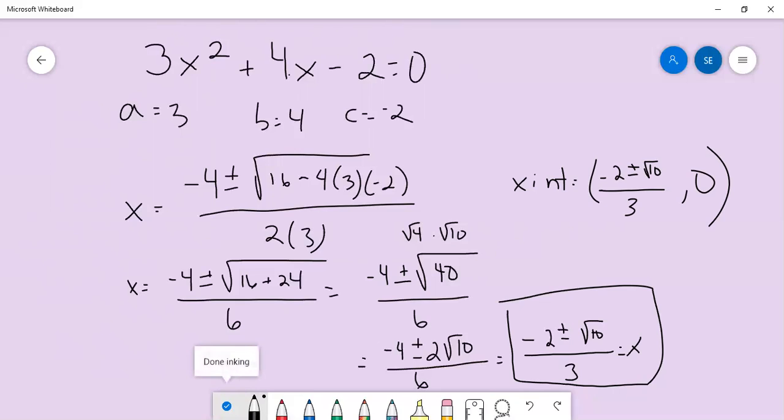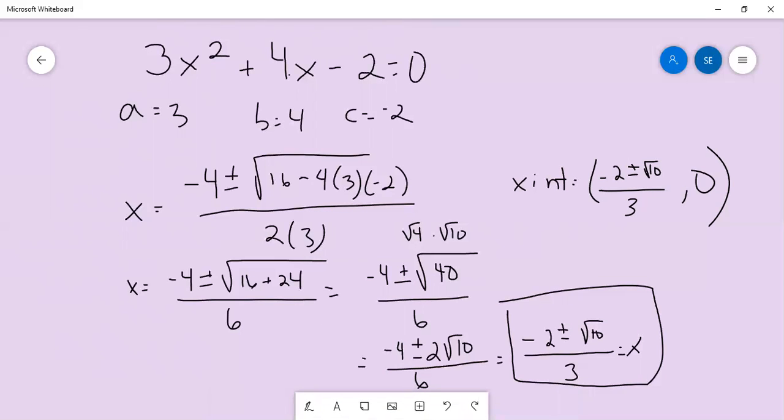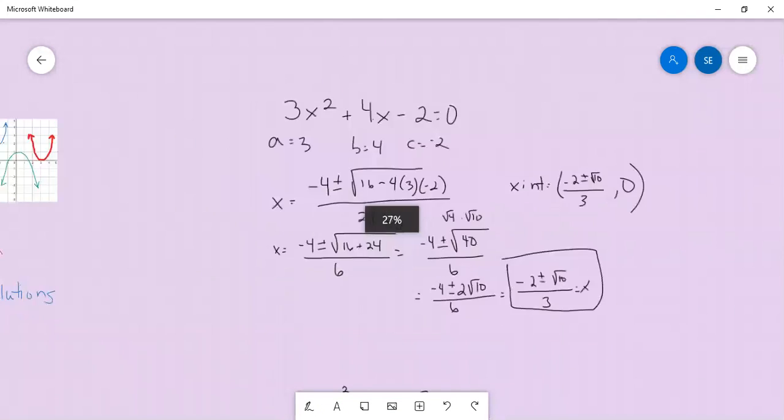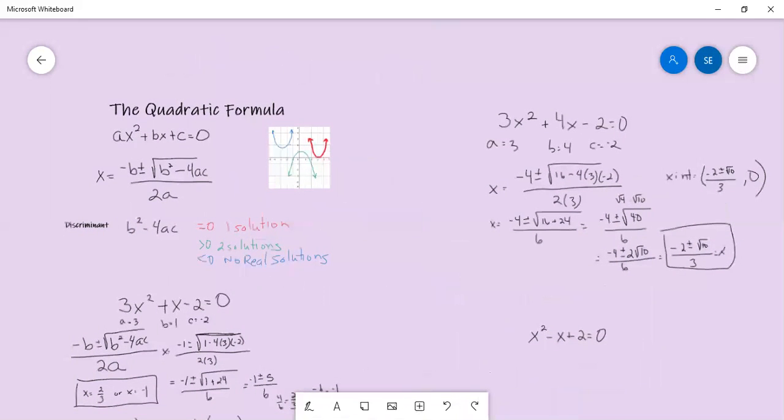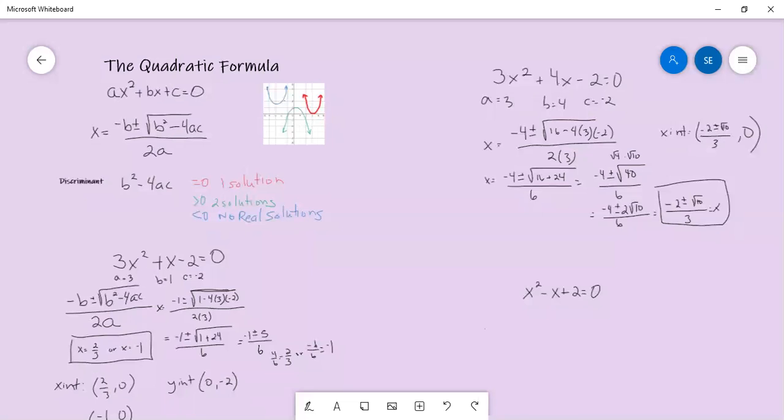So again, the Academic Support Center, we are here to help you. I'm going to do one more example. I think I'm going to run out of time here. So I'm going to leave that here, but I'm going to do an example with complex solutions, where our discriminant is less than 0. And that will be a part B to this discussion.